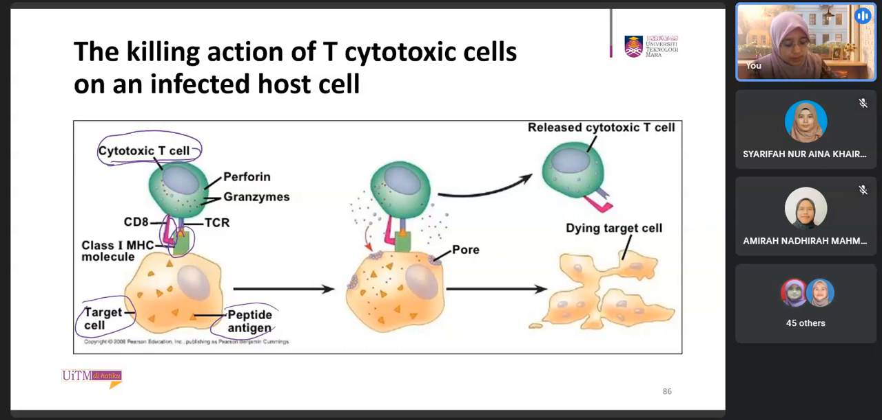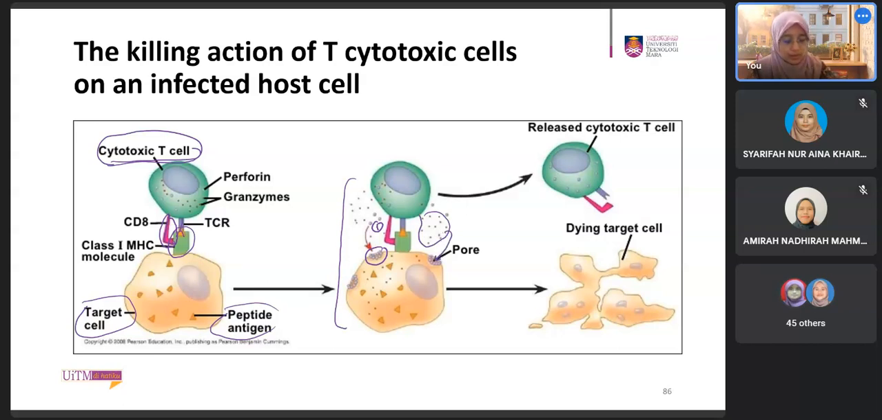Okay, so once you have the interaction between the cytotoxic T cell and the infected cell, the cytotoxic T cell will secrete, number one, perforin. Perforin is to form pores. So once pores have been produced, it then secretes granzyme. Granzyme then enters into the infected cell through the pores.